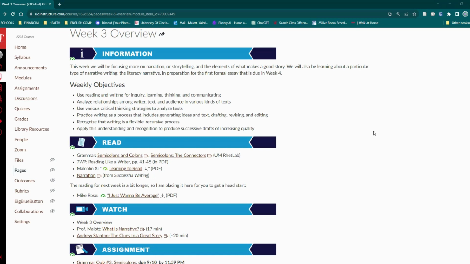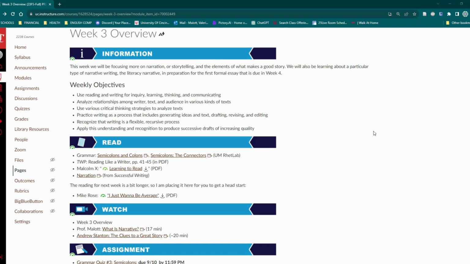So as I said before, this is week 3, and this week we're going to focus more on narration or storytelling and the elements of what makes a good story. I have some materials that will help you understand what narrative is, what narration is, as well as an example of a literacy narrative, which is also the particular type of narrative writing that we will be focusing on as we start working towards essay number 1.